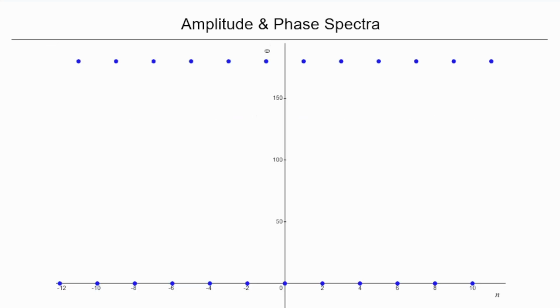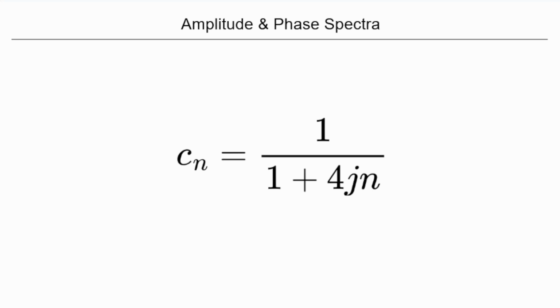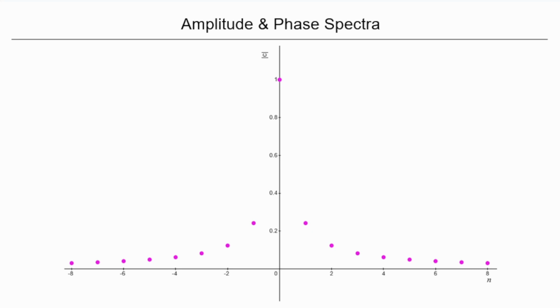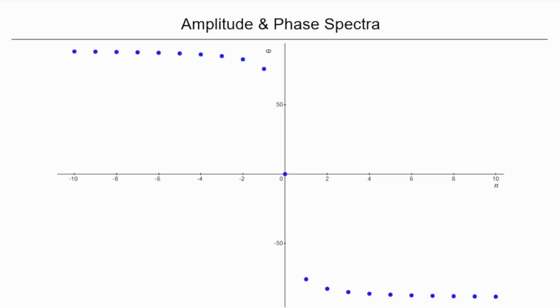Now let's do a hard example. 1 divided by 1 plus 4jn. Well, if you multiply the top and bottom by 1 minus 4jn, and then take the absolute value of that, you get this for Cn. And if you take arctangent of the imaginary part divided by the real part, you get arctangent of minus 4n for the phase. So the amplitude spectrum is this, and the phase spectrum is this.